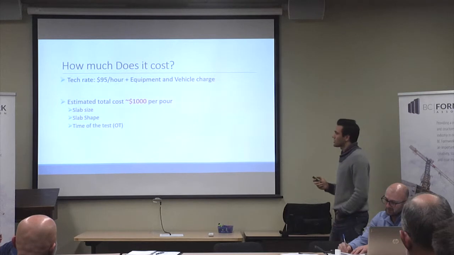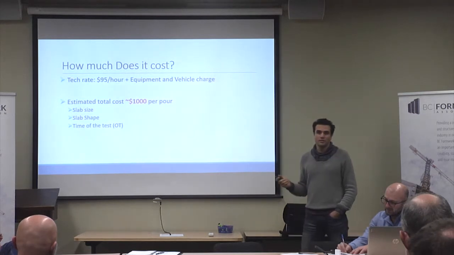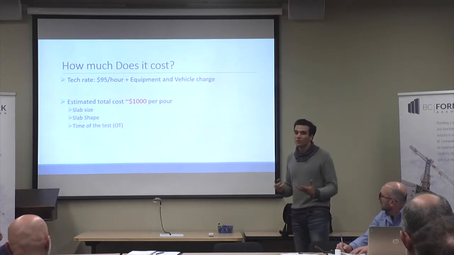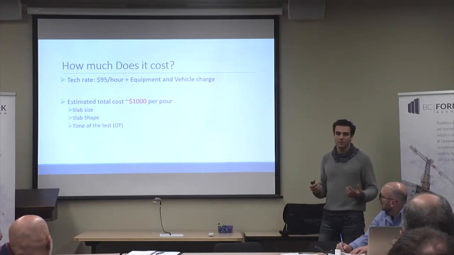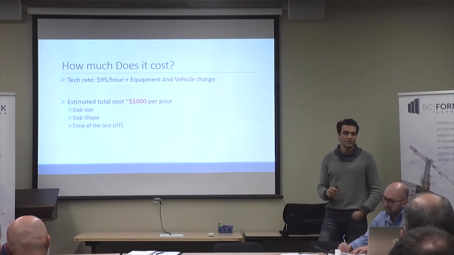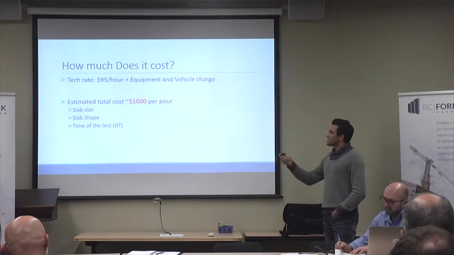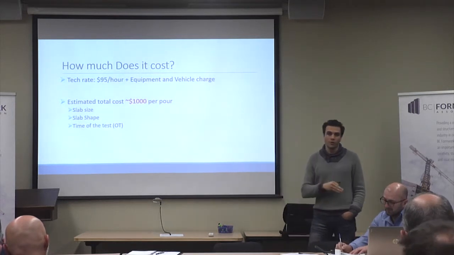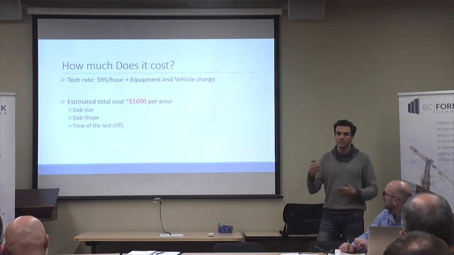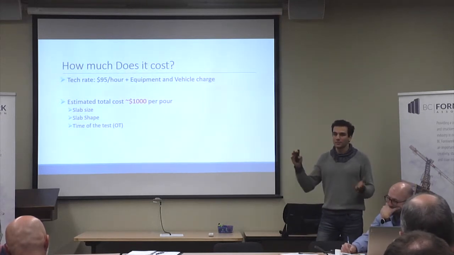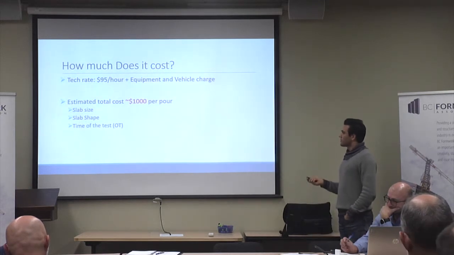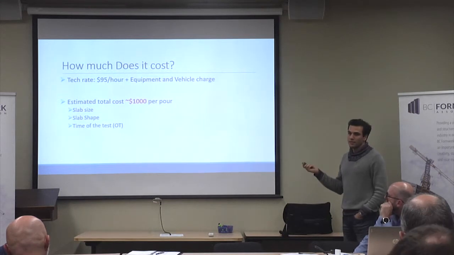Now, how much does it cost? Our rate is $95 an hour plus people and equipment charge. The estimated total cost for this is about $1,000 per pour. I'm talking about normal, where it's not a huge slab. It depends on the size of the slab, the shape of the slab, and the time of the test. We usually go before 7 a.m. so that you're not interfering with the crew. That's going to be a little bit of overtime, but that's already included in this. That's the details of our cost.